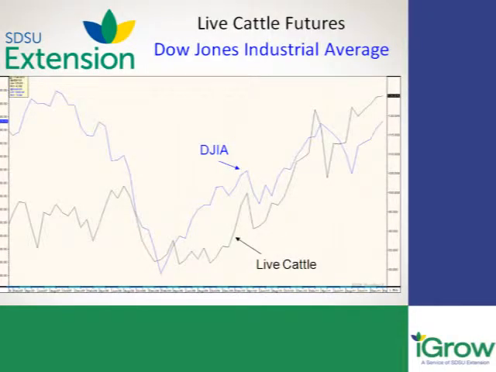Here's the relationship, for example, between the stock market, as measured by the Dow Jones Industrial Average, and live cattle futures contracts. Fairly highly correlated for the last 4 or 5 years or so. Maybe not so much going back farther in the graph during the boom in the stock market, but in more recent years you do see a fairly high correlation, because the stock market's measuring the overall health of the economy as well, as well as to some extent what consumers might be willing and able to buy in terms of the protein market.